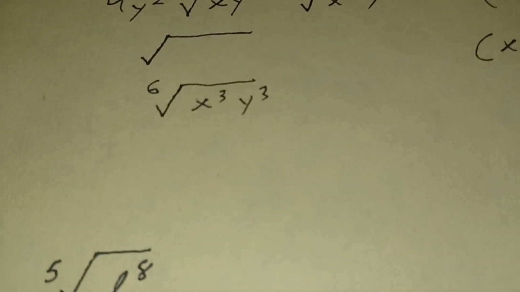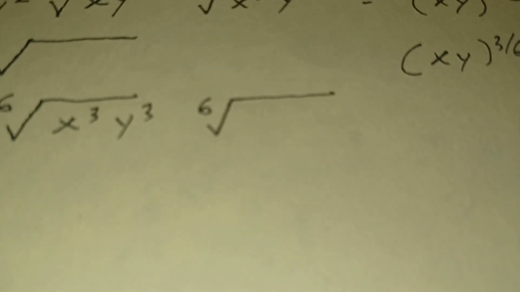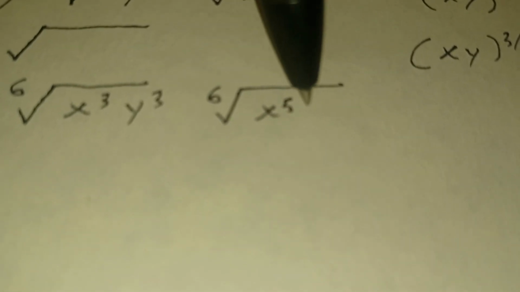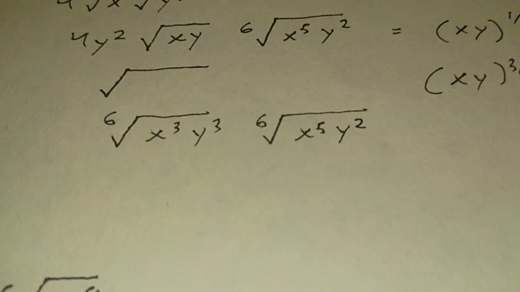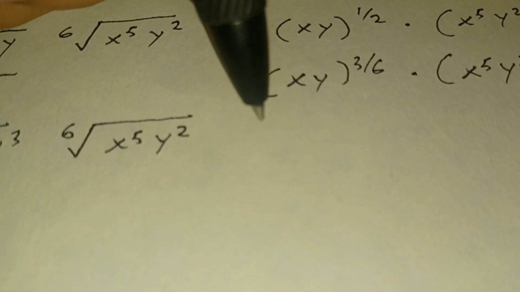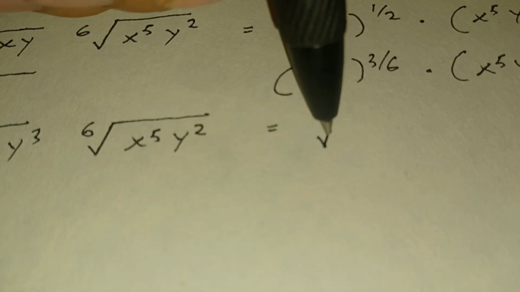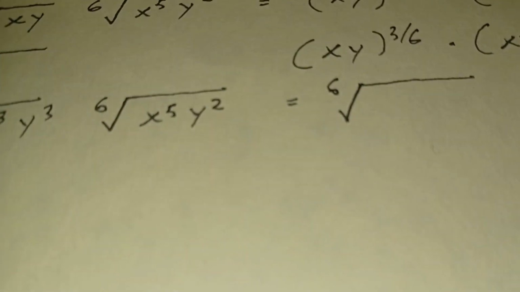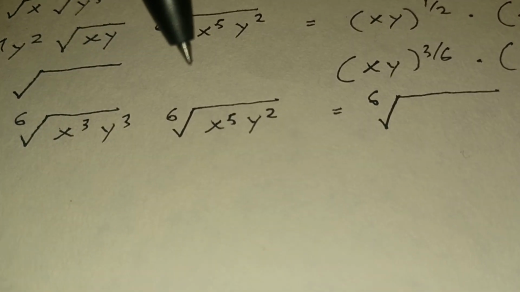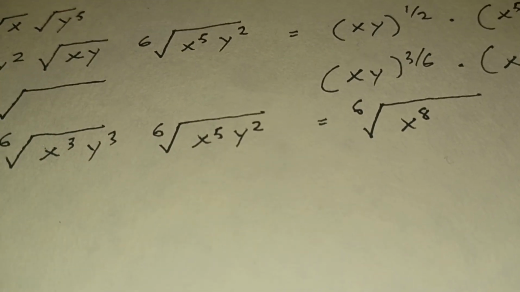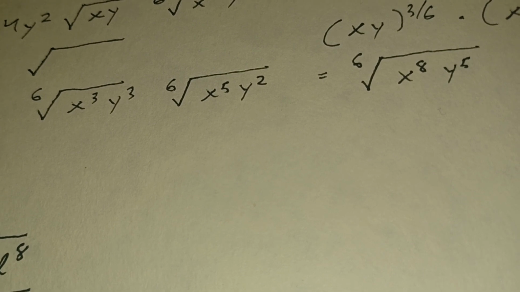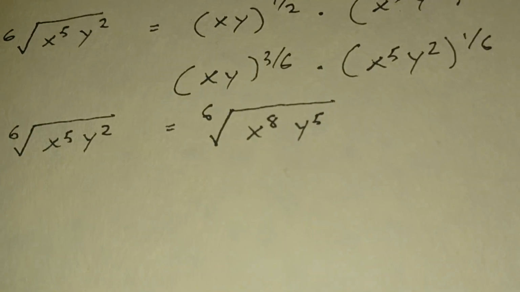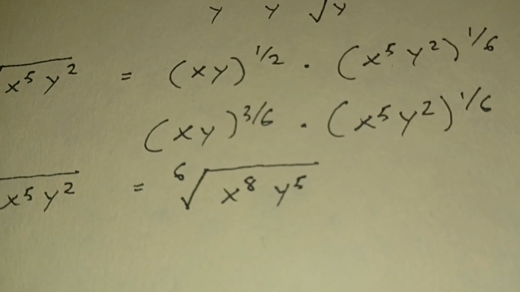Obviously, we have the 6th root here, and now we can bring this one down here. So again, the 6th root of x to the 5th power times y to the 2nd power. Since we have the 6th root here and the 6th root there, now we can multiply both of them together. And this will give us the sixth root of x cubed times x to the fifth power. That will give us x to the eighth, because remember, you add the exponents in this case. y to the third power times y to the second is going to give us y to the fifth power. Again, check your work, make sure everything is good. So we have x to the eighth times y to the fifth power.